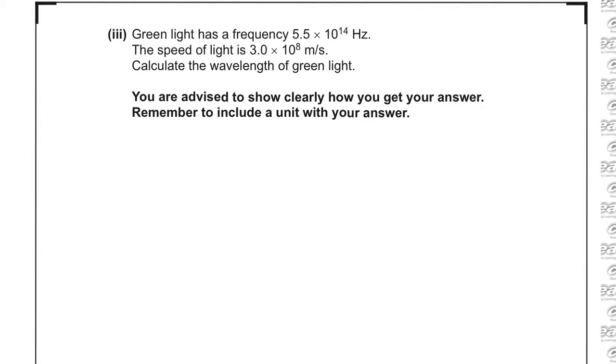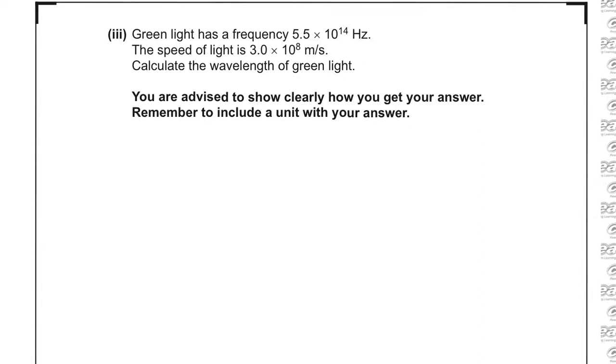Okay, so green light has a frequency of 5.5 times 10 to the 14 Hz. The speed of light is 3 times 10 to the 8 meters per second. Calculate the wavelength of green light. You're advised to show clearly how you get your answer, and remember to include the unit with your answer.